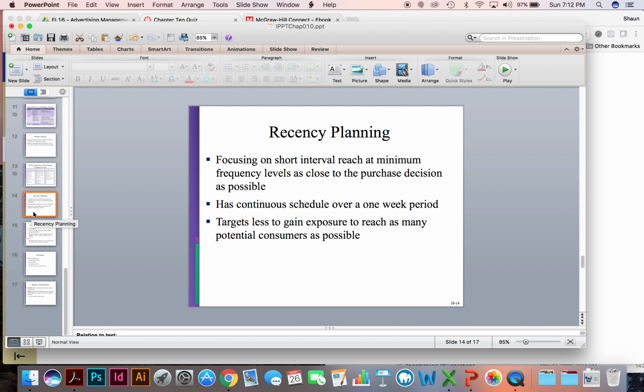Recency planning focuses on short interval reach at minimum frequency levels as close to the purchase decision as possible. It has a continuous schedule over a 1 week period, and it targets less to gain exposure to reach as many potential consumers as possible.